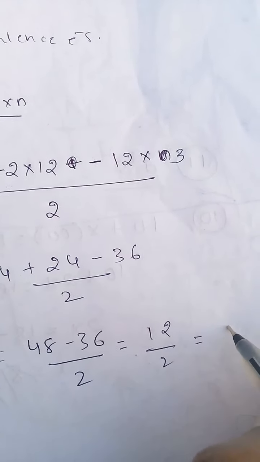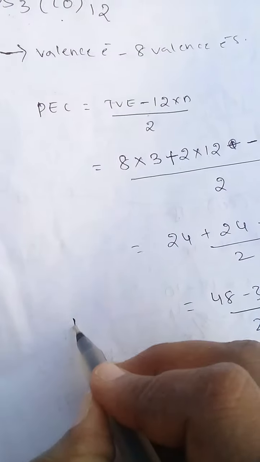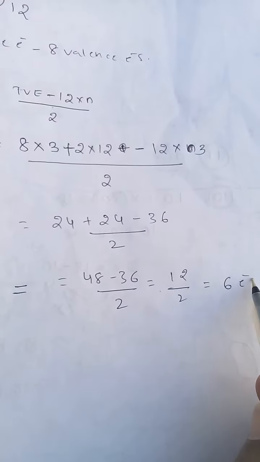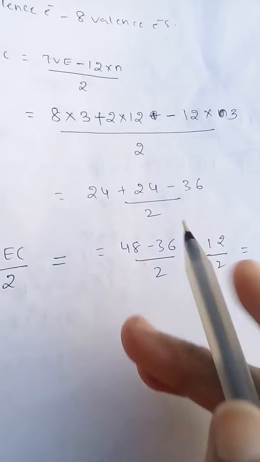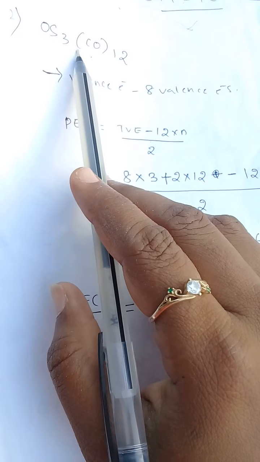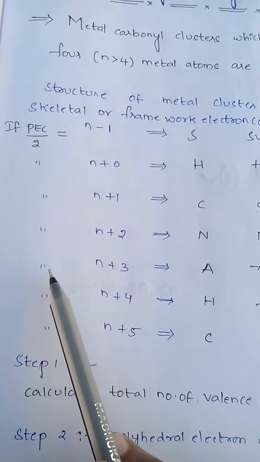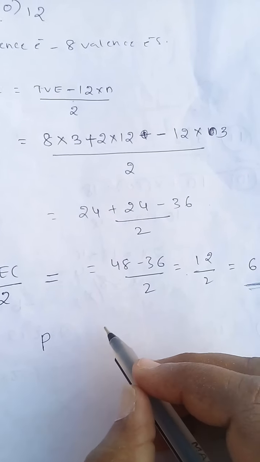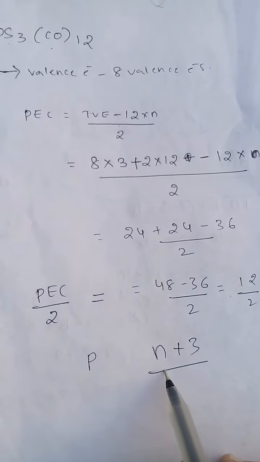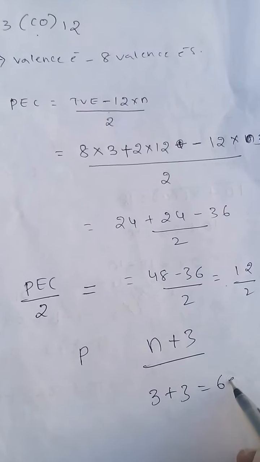12 by 2. So total polyhedral electron count by 2 equal to 6 electrons. See here, how many osmiums are having? 3 osmiums are having. If polyhedral electron count equal to 6 electrons, see here, n plus 3, n equal to number of metal atoms. How many metal atoms? 3. 3 plus 3 equal to 6 electrons.